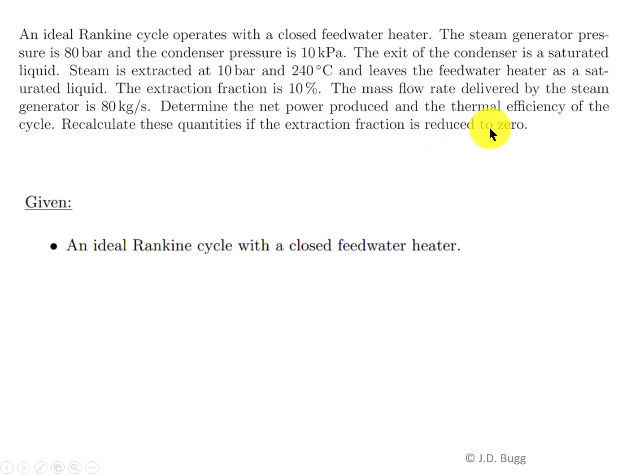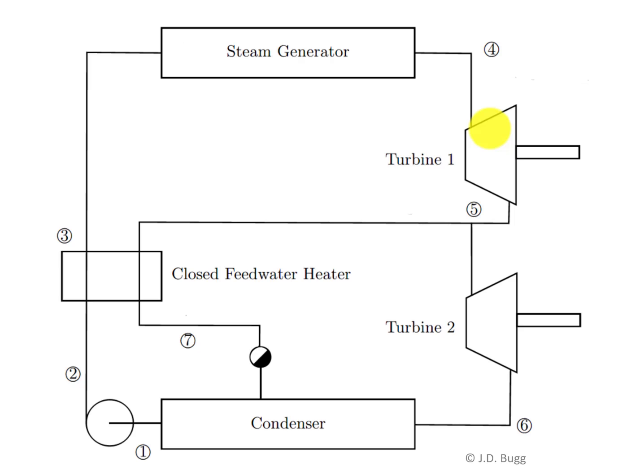So in this Rankine cycle problem, we need to recognize what the system looks like. It's described as an ideal Rankine cycle with a closed feedwater heater, so we need to know the components that make up that type of Rankine cycle. We'll review what these components look like. Starting down here, we have the pump. Condensate comes out of the condenser and is pressurized by the pump from the condenser pressure all the way up to the steam generator pressure.